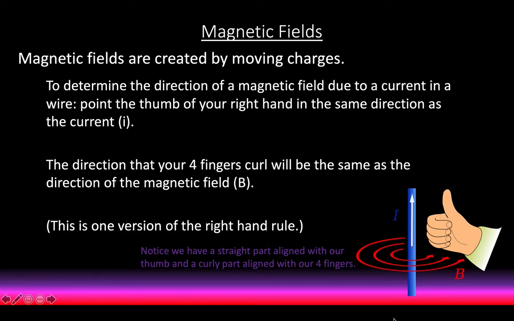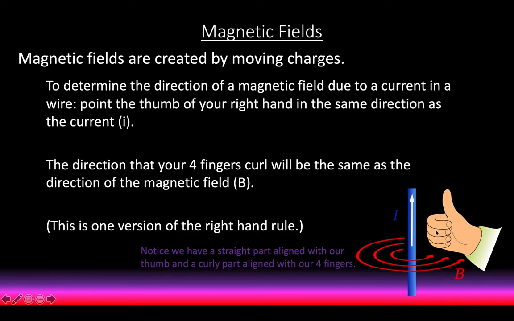So, when we are trying to use the right-hand rule showing the direction of a magnetic field due to a current in a wire, what we have is one straight part and one curly part. The straight part is always going to be aligned with our thumb. The curly part is always going to be aligned with the four fingers.